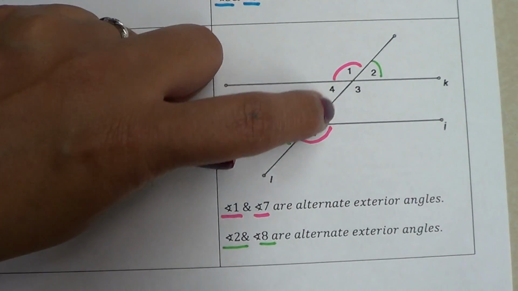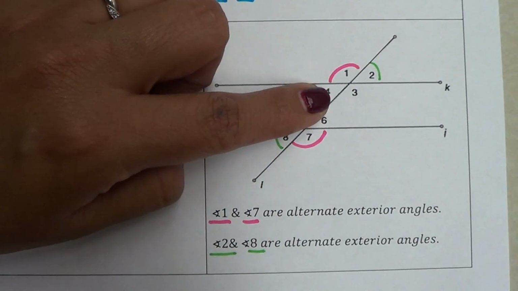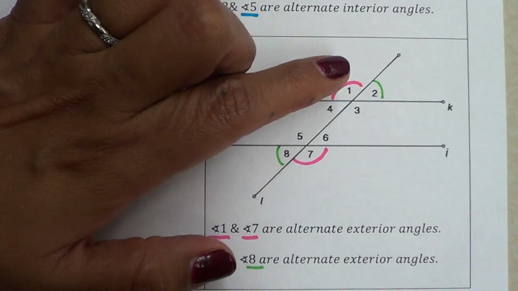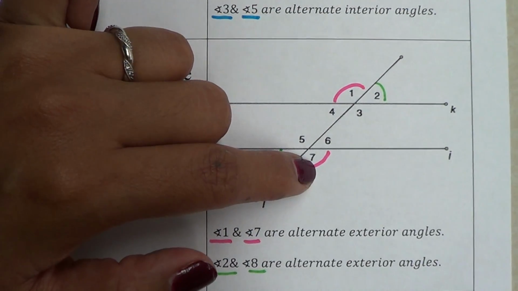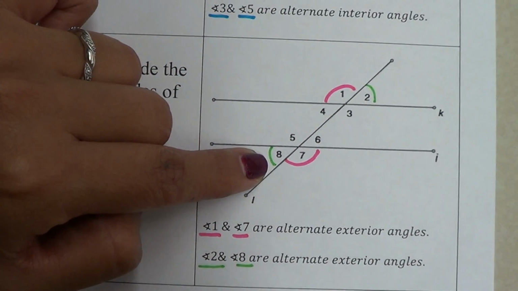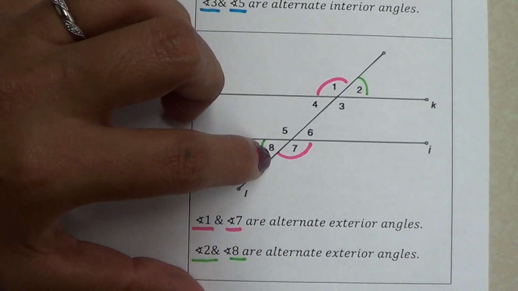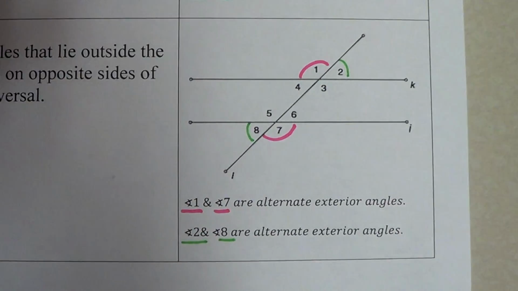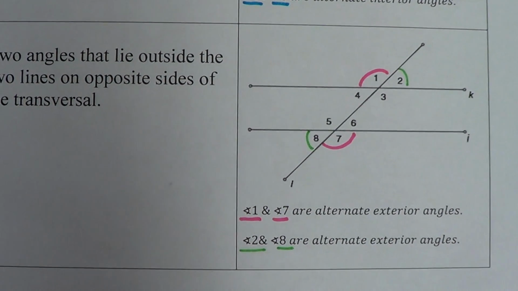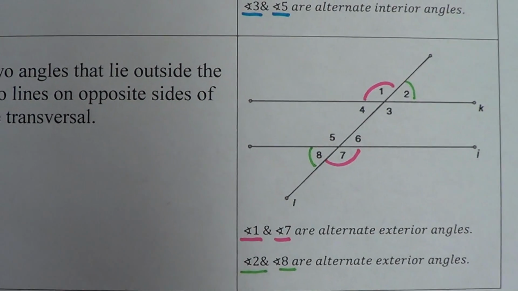So angle 1 and angle 7 are both exterior angles because they're outside these parallel lines. And they're also on opposite sides of the transversal. One's on the left side, this one would be on the right side. Same thing with angle 2 and angle 8. They are on the outside of these parallel lines, and they are on opposite sides of this transversal. And that's what alternate exterior angles look like. I would definitely color code these. That will help you, and we'll talk more about them tomorrow. Okay, goodbye.